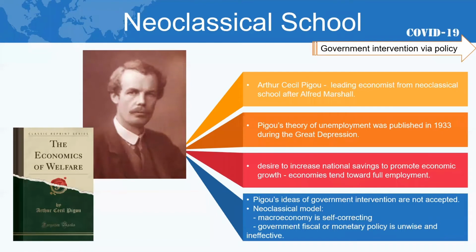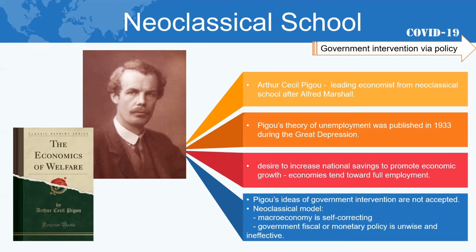Based on the two economic schools of thought, we will be discussing Arthur Cecil Pigou and John Maynard Keynes, better known as Keynesian. How did this employment theory develop in both schools of thought? Arthur Cecil Pigou was the leading economist of the neoclassical school after the death of his predecessor Alfred Marshall, and he started the theory of employment, which was published in 1933 during the Great Depression.